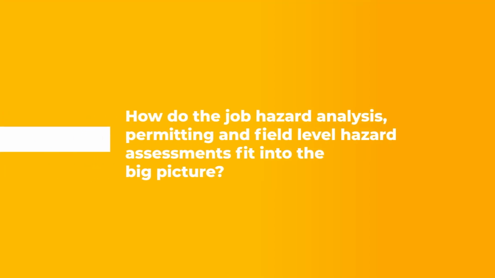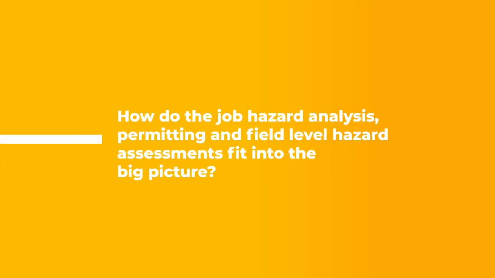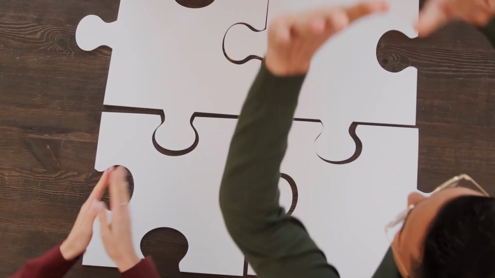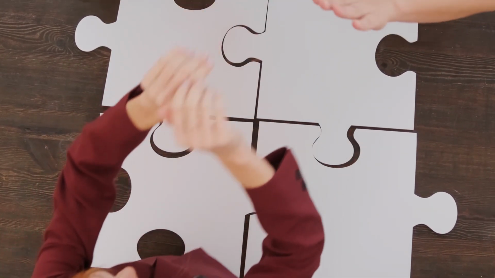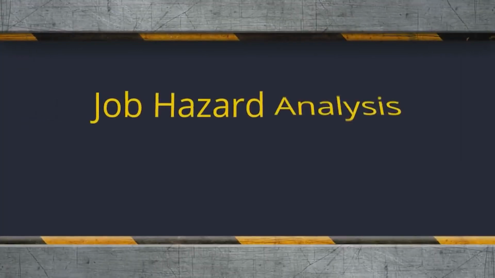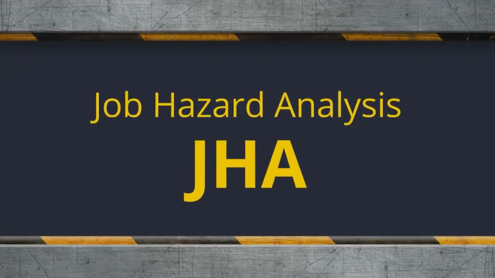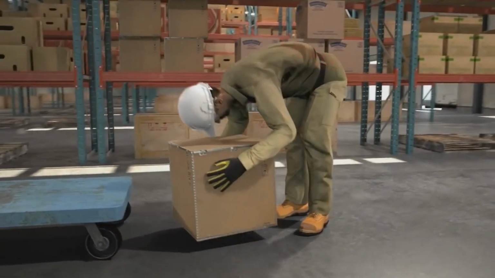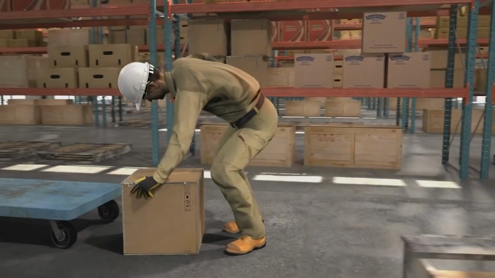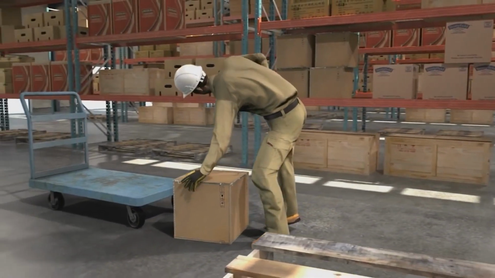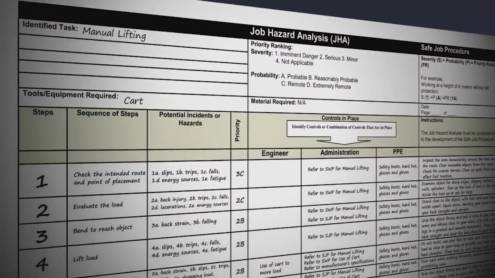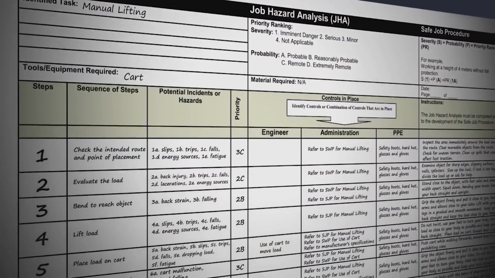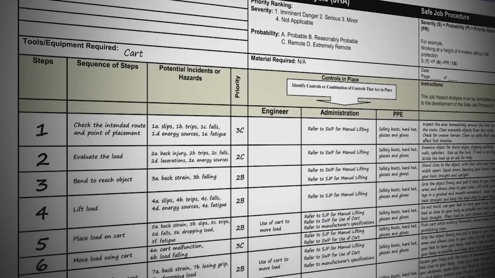How do the job hazard analysis, permitting, and field-level hazard assessments fit into the big picture? All of these tools are important pieces of the puzzle, so let's have a look at each of them. The job hazard analysis, often called the JHA, is meant to list the steps, hazards, and controls for a particular work scope. It's a written document that can be created and then reviewed for similar jobs over and over again. It's meant to tell workers what they can expect at each step in the work plan and how to protect themselves and others from harm.